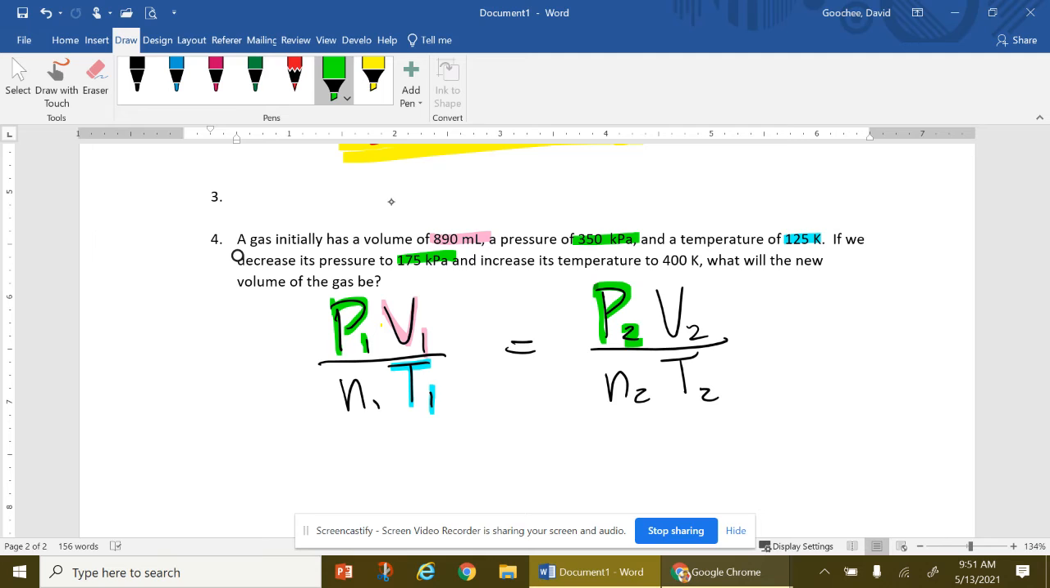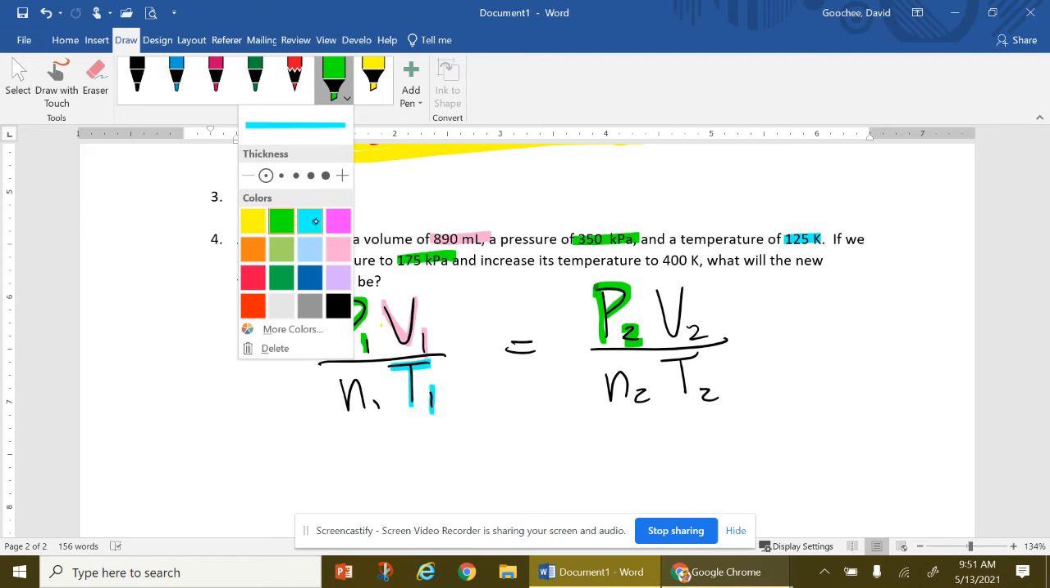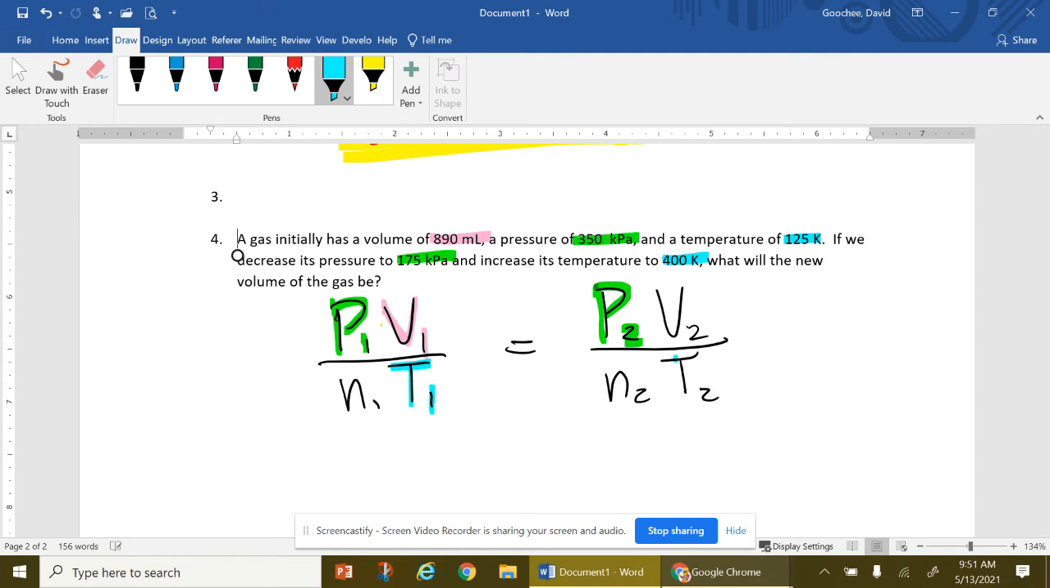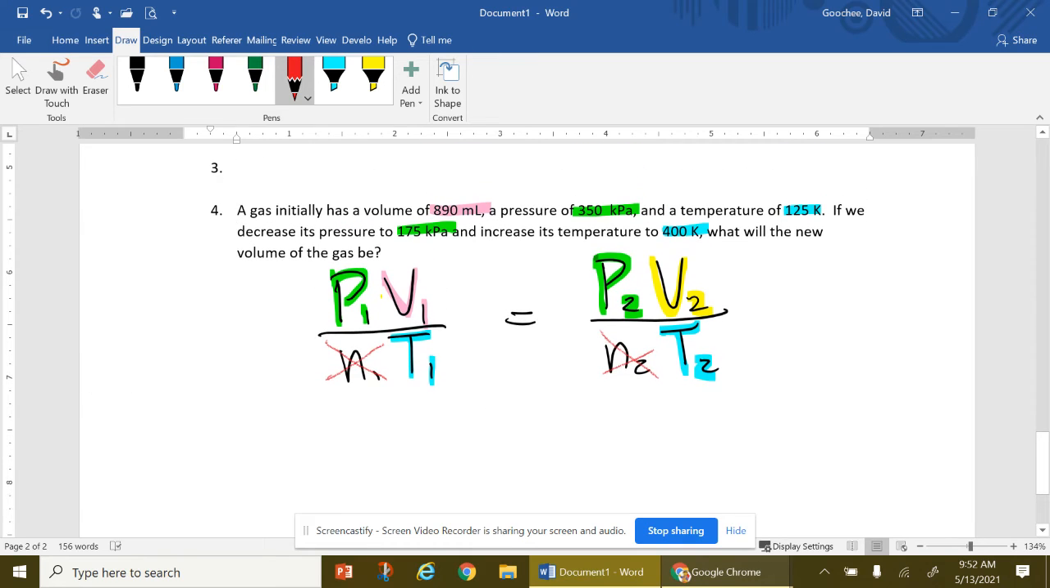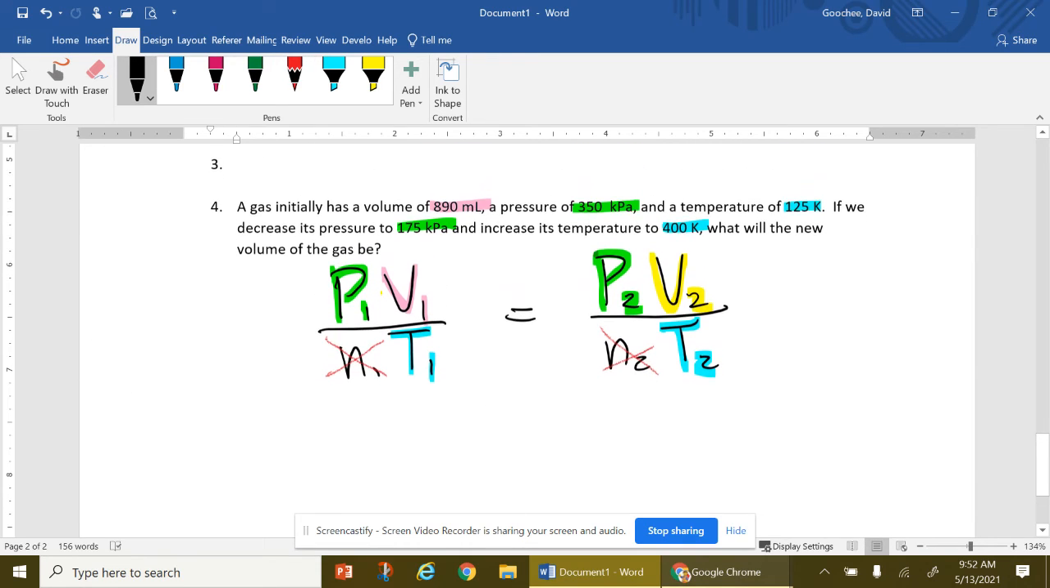And increase its temperature to 400 Kelvin, so there's your final temperature. What will the new volume of the gas be? So we're looking for the final volume here. And what's not mentioned? Number of moles is not mentioned, so we're just going to ignore that. P1 V1 over T1 equals P2 V2 over T2. Now we're going to plug in what we know.